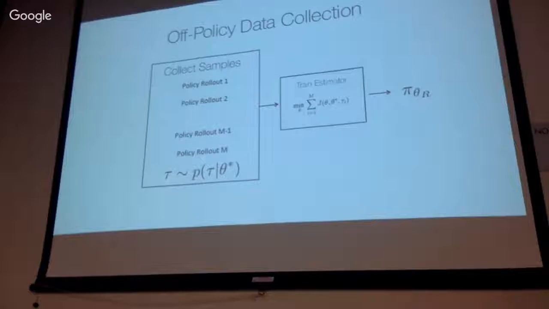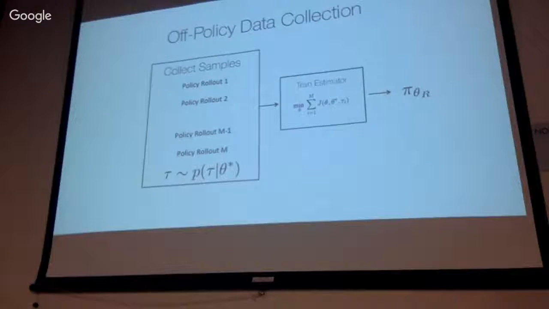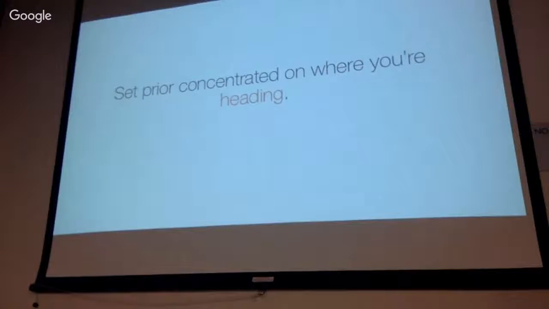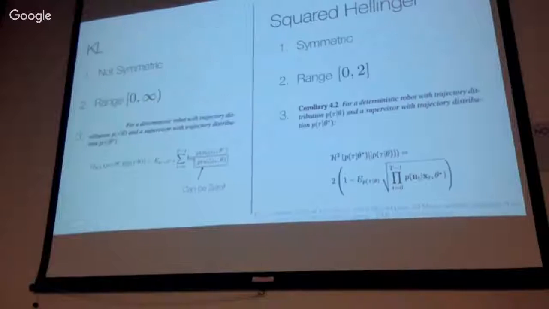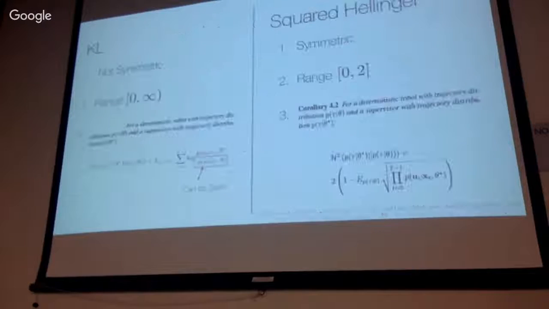However, with off-policy methods, here you just collect a sample from the supervisor, so this is an off-policy algorithm. As you collect more data, you might find the strengths because you're going to become closer and closer to the policy. So the goal was to set the prior concentrating where you're heading, or use off-policy methods, which is sort of my goal. We wanted to set that prior based on analyzing how this term behaves, this covariance shift.